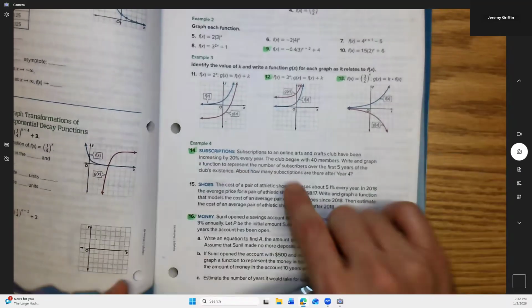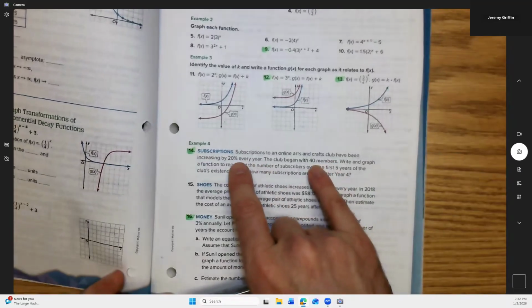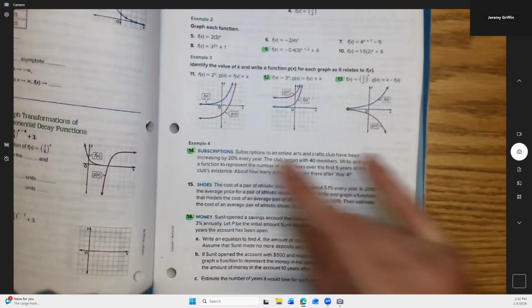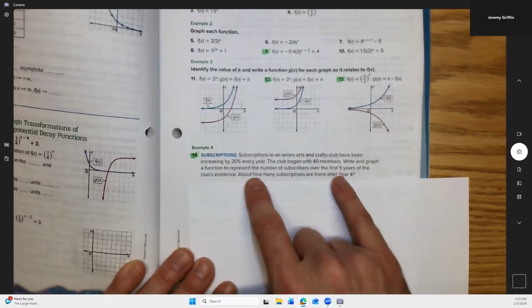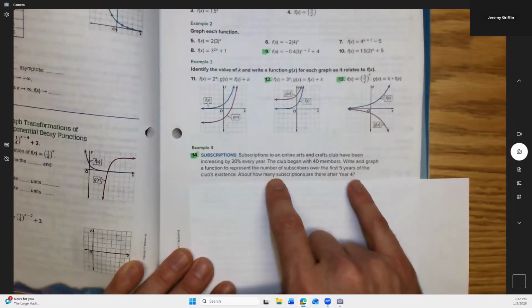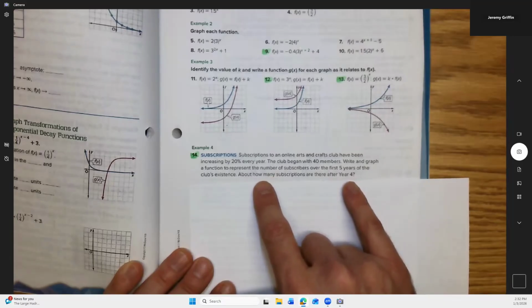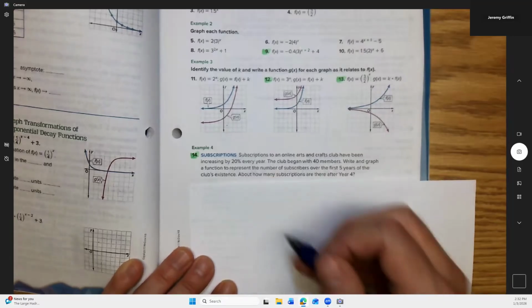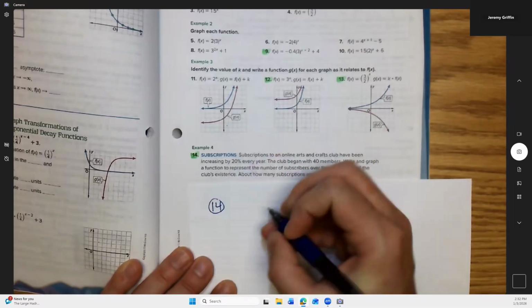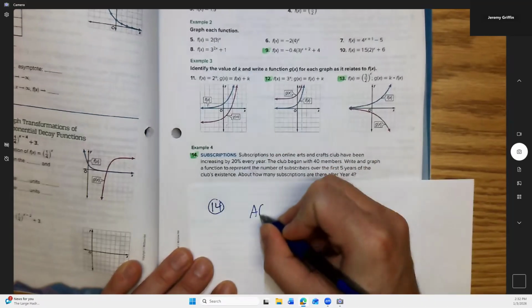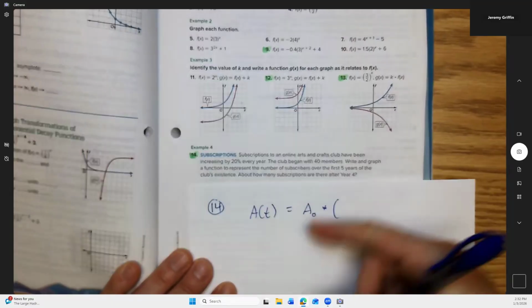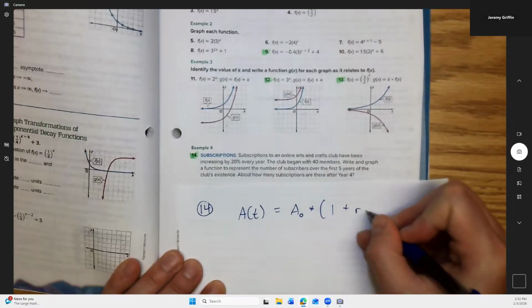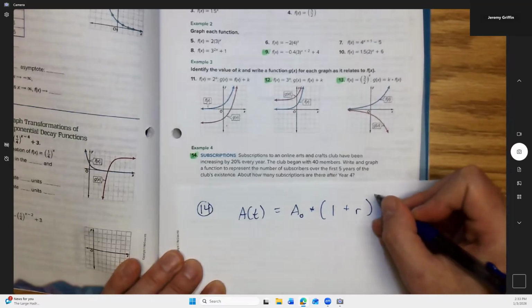Okay, number 14. Subscriptions to an online arts and crafts club have been increasing 20% every year. The club began with 40 members. Write and graph a function to represent the number of subscribers over the first 5 years. How many subscribers were there in year 4? This reminds me a lot of the amount after some time equals the initial amount, or you call it the principal, times 1 plus the rate of growth to the number of iterations.